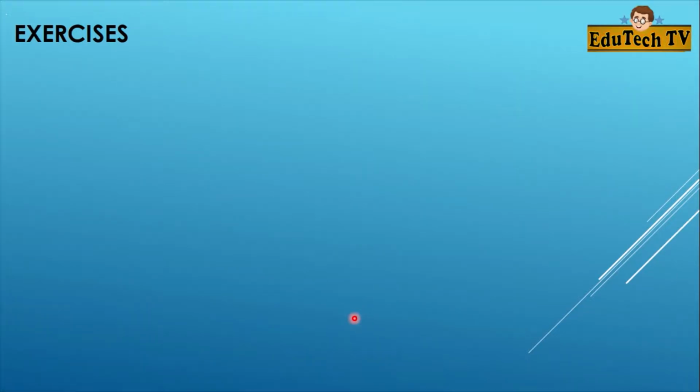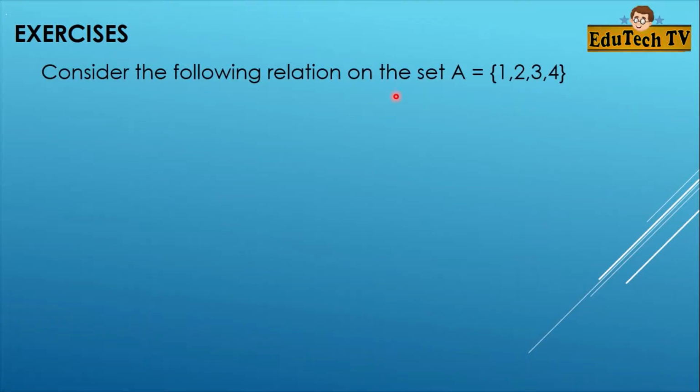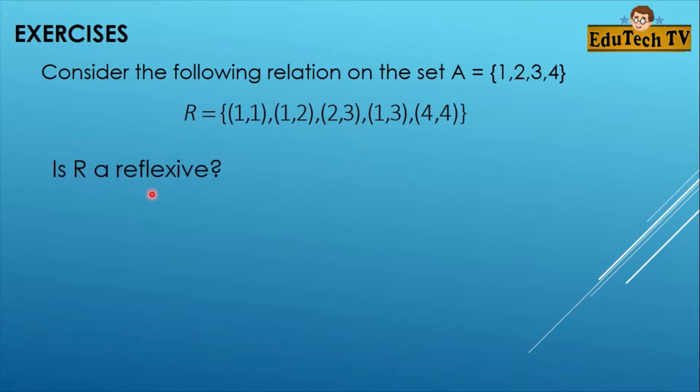So let's have these exercises. Consider the following relation on the set A, 1, 2, 3, 4. So first relation: (1,1), (1,2), (2,3), (1,3), (4,4). Is R reflexive? Now, sabi natin kanina, reflexive siya kapag lahat ng element doon sa set ay identity. So, (1,1), pasok. But, we do not have (2,2), and we do not have also (3,3). Pero meron siyang (4,4). Since kulang, then R is not a reflexive relation.